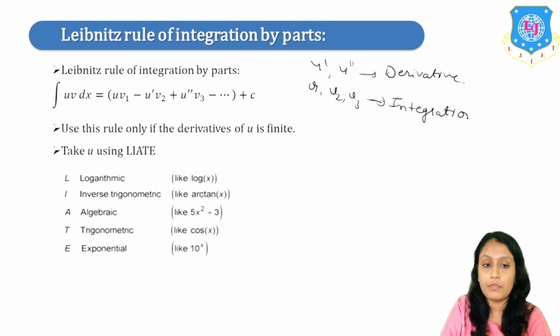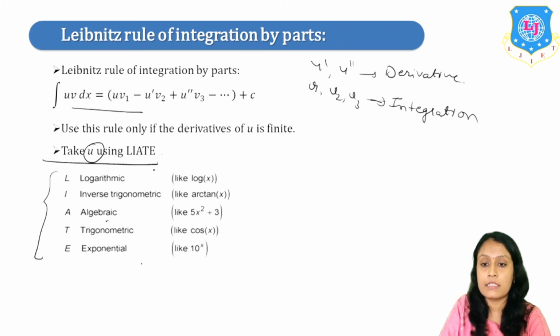Now, in order to solve this type of example, first we have to decide u and v. That we decide using the LIATE rule. L stands for logarithm, I stands for inverse trigonometric, A stands for algebraic, T for trigonometric, and E for exponential. Whichever comes first, we'll consider as u, and the other term we'll consider as v. Now this Leibniz rule we can apply only if the derivative of u is finite. So always remember this step before applying the Leibniz rule.